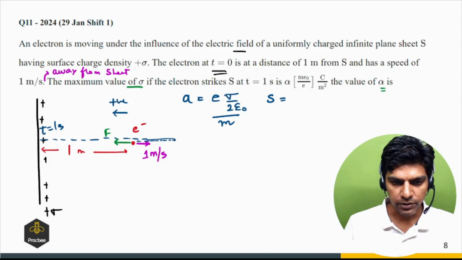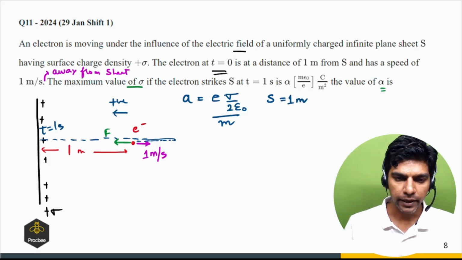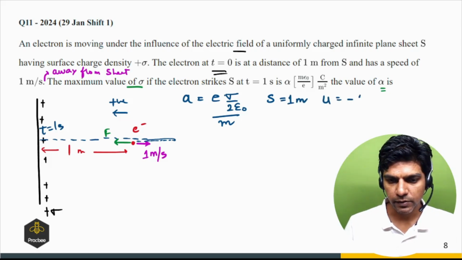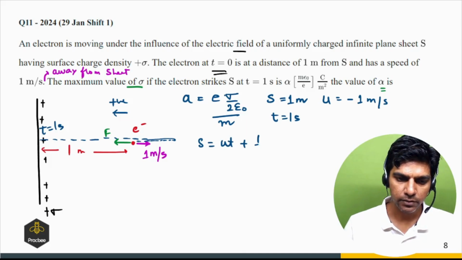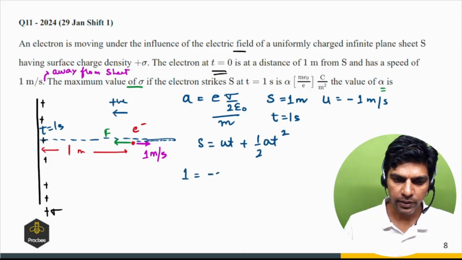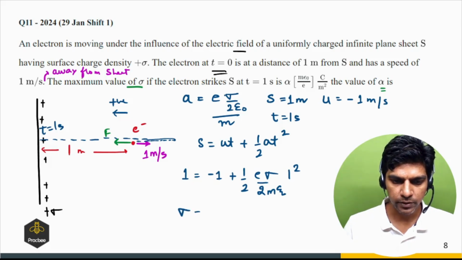Displacement is in the left direction which is 1 meter, and initial velocity is in the right direction, that will be minus 1 meter per second, and time is 1 second. So we can apply S equals ut plus half at square. So S is 1, u is minus 1, t is 1 plus half. Acceleration is sigma upon 2 m epsilon naught times 1 square. So from this, sigma comes out to be 8 m epsilon naught by E.